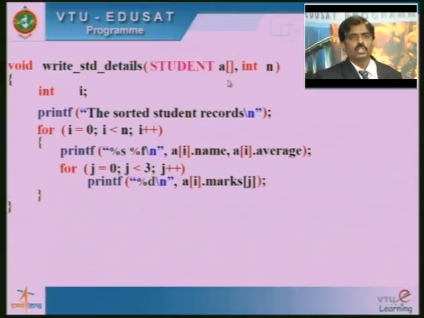So I hope you understood how to write the function, write student details also. So what is the mistake here? I have not declared the variable j. Here you should write int i, j. That's all, our job is over.